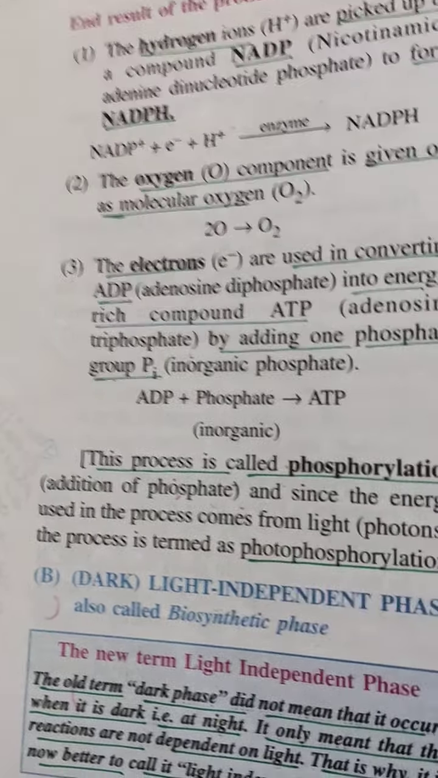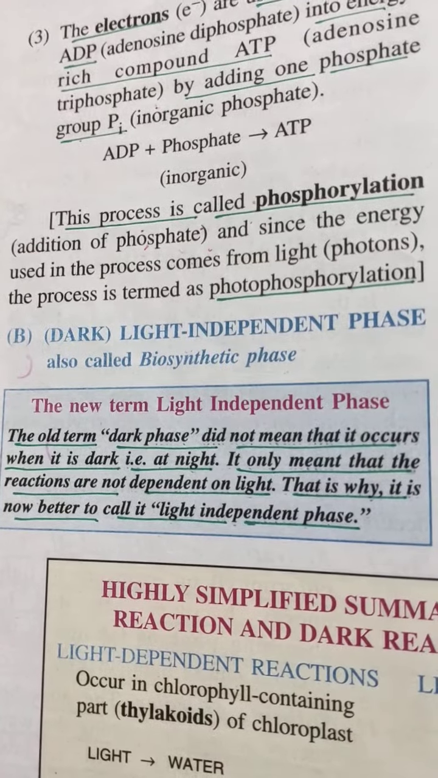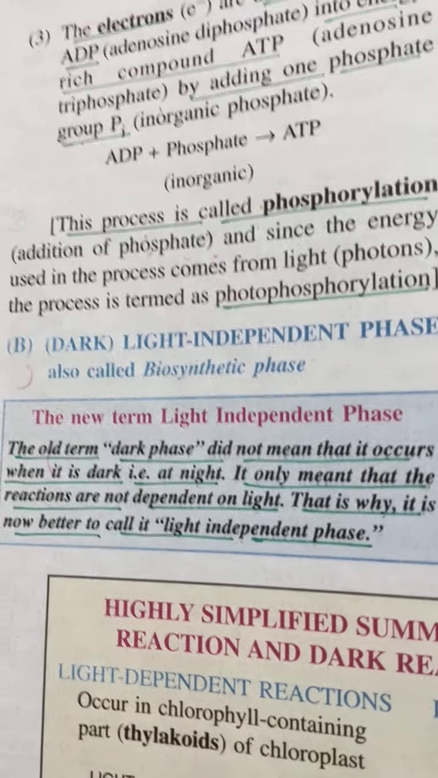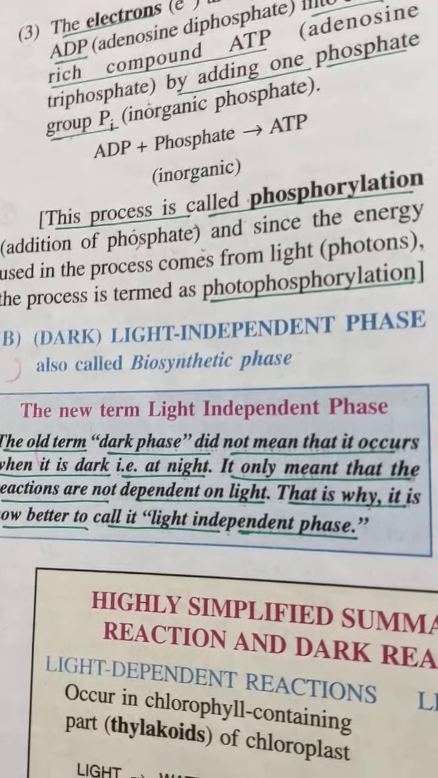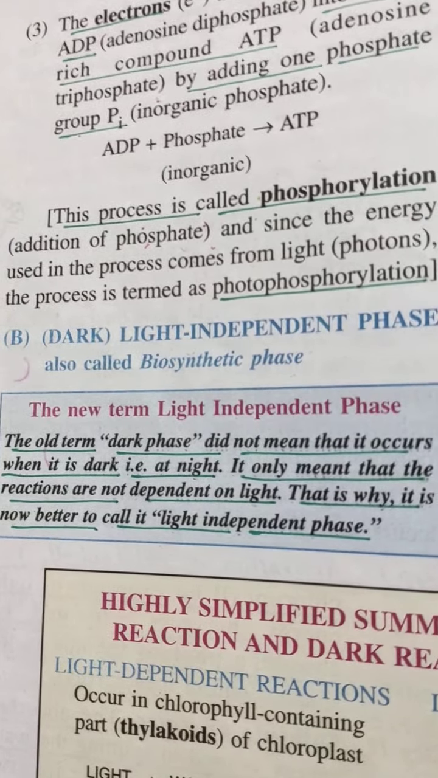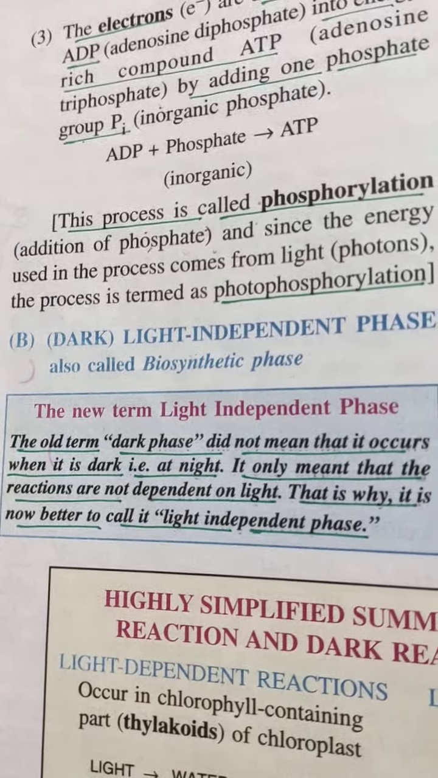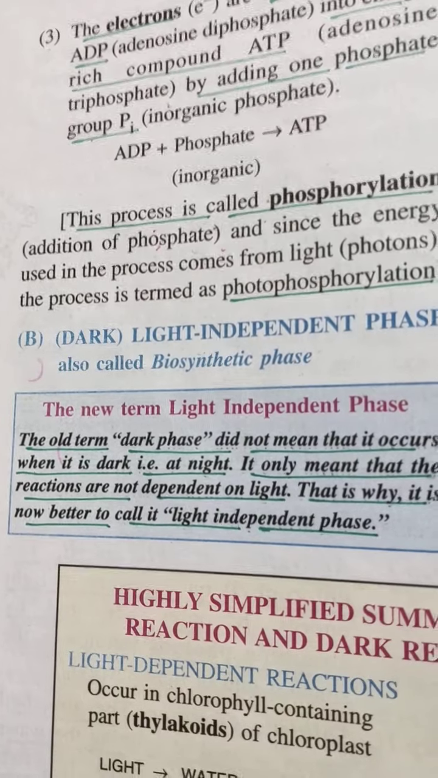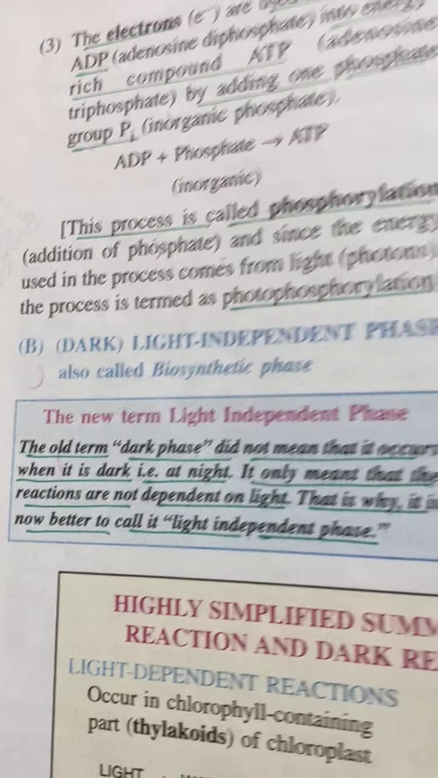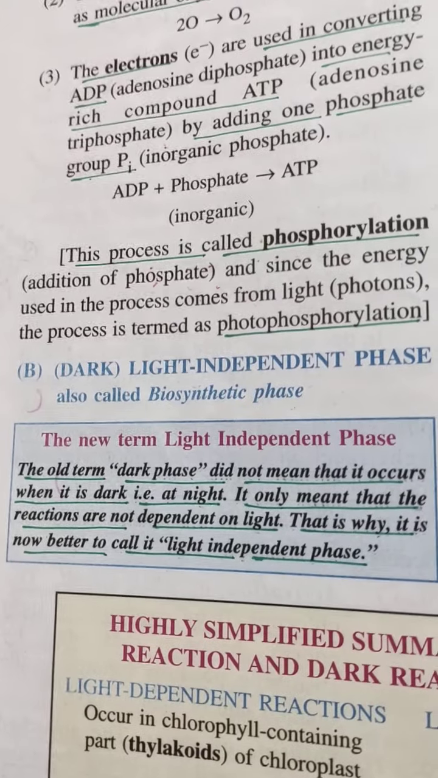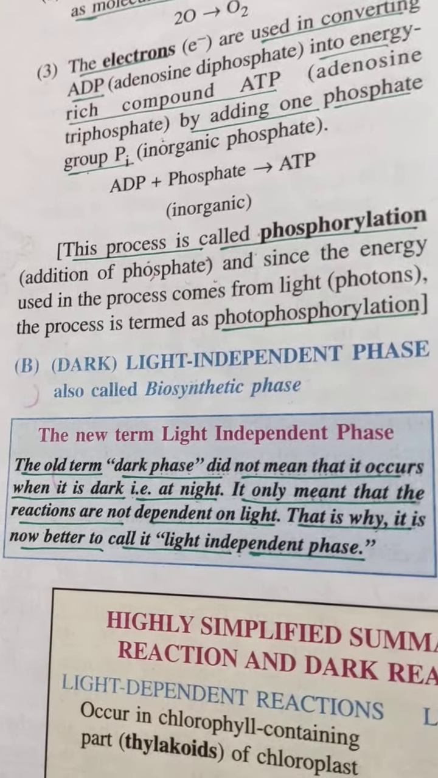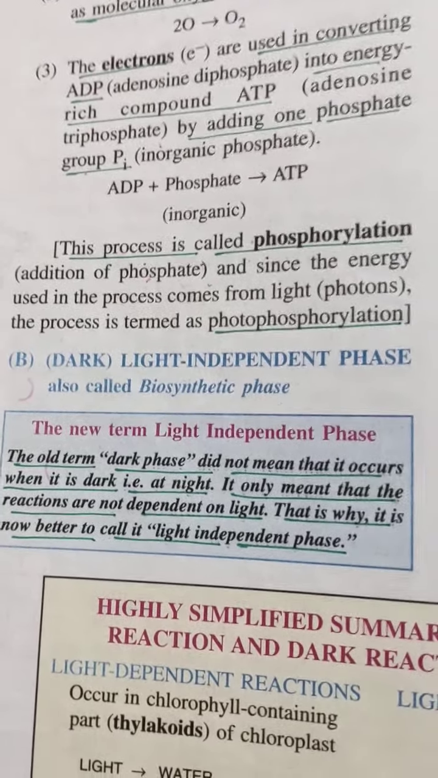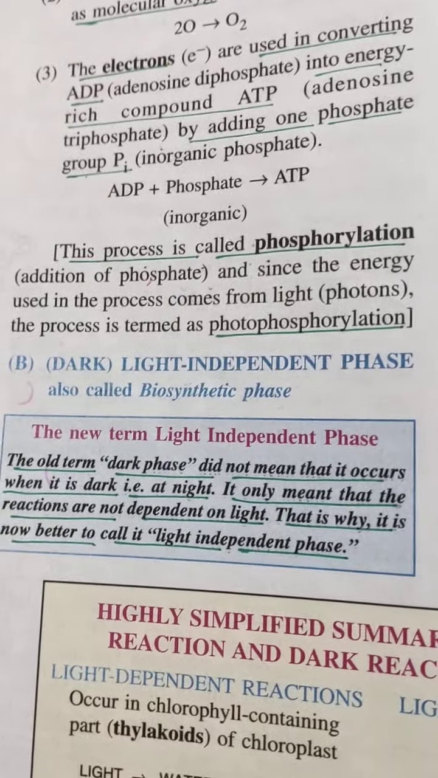Clear? Now for your dark phase or light independent phase, also called as biosynthetic phase, this phase is not there in your syllabus, so you need not go into detailed discussion for this. You just know that the glucose is actually formed in this phase, okay, and the main parts have already occurred in your light phase. Light independent phase is the dark reaction, and you have to know only the site. You can get the question, site of light independent phase, that is your stroma of the chloroplast.